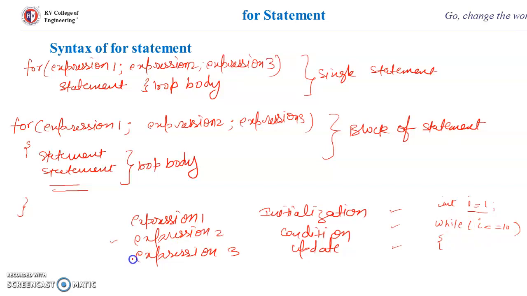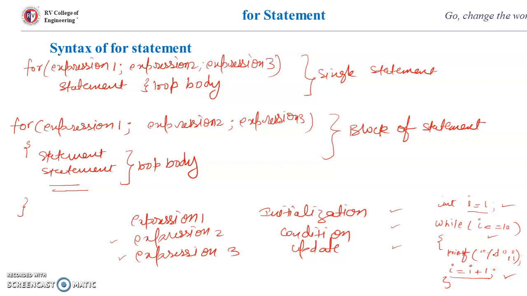Expression 3 is an update expression and is executed each time after the body of the loop is executed. Inside the while loop we were printing the value of i, and then we were updating the value of i after the body: i = i + 1. So this is my update expression, expression 3. Here, this is expression 1, this is expression 2, and this is expression 3. In the for loop, all three expressions are written inside one parenthesis. So this is the syntax of the for statement.